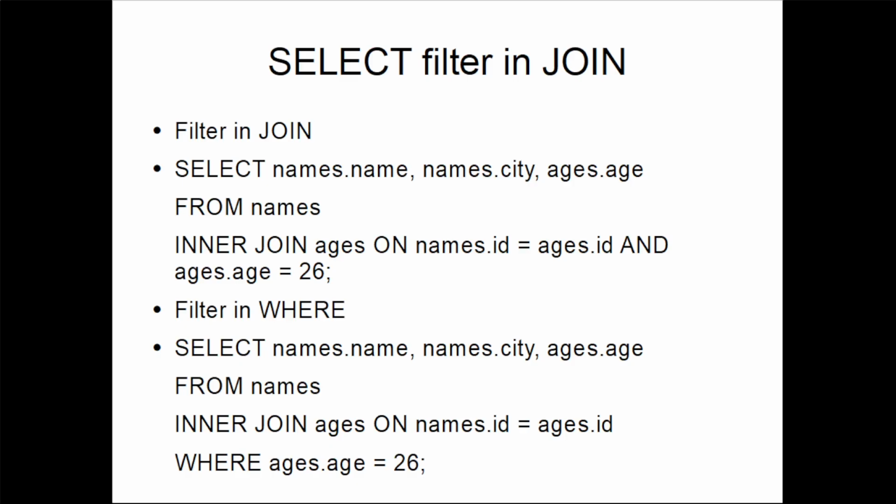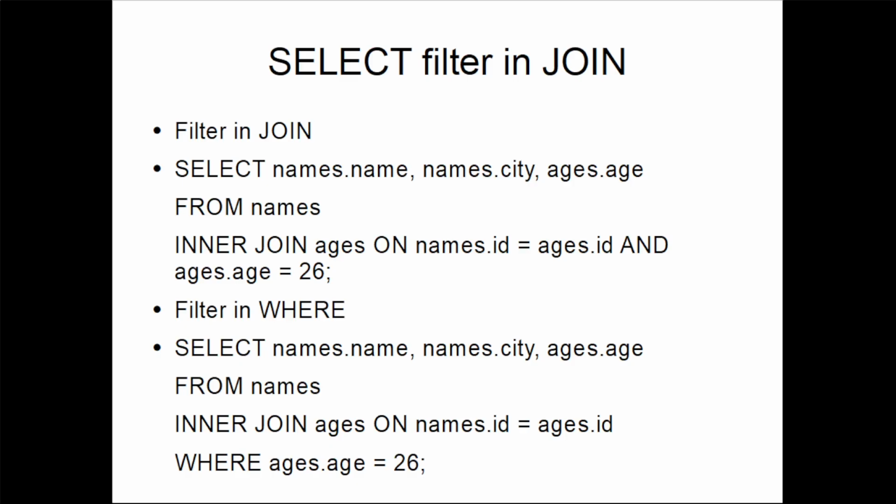Filtering in the join. Consider our names and ages tables, where names has ID, name, and city, and ages has ID and age. To fetch only people who are 26 years old, you can filter in the join like this: SELECT names.name, names.city, ages.age FROM names INNER JOIN ages ON names.id = ages.id AND ages.age = 26. Go ahead, type this query and run it.